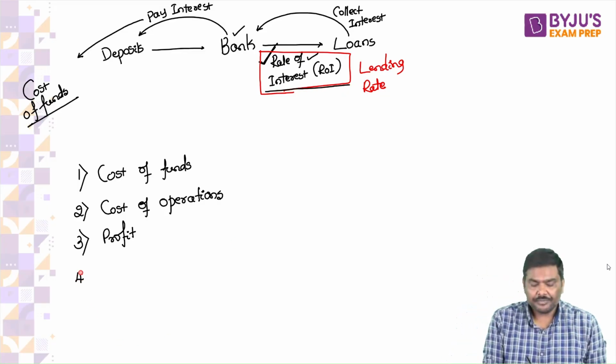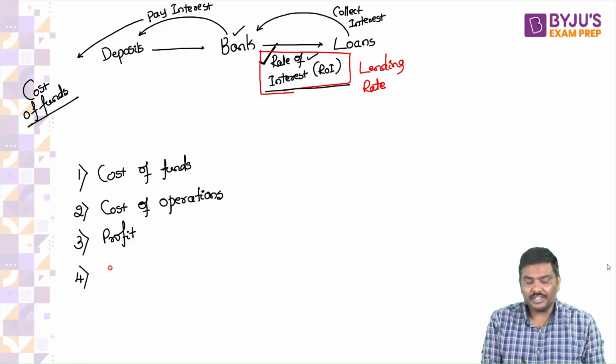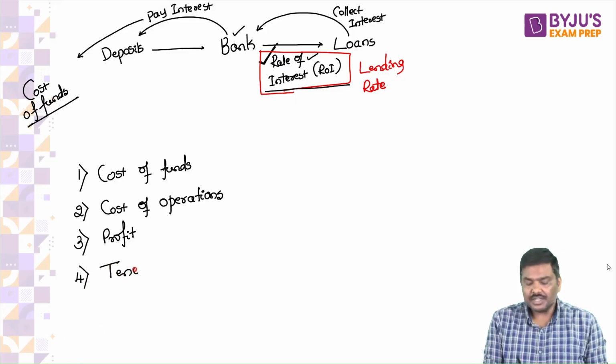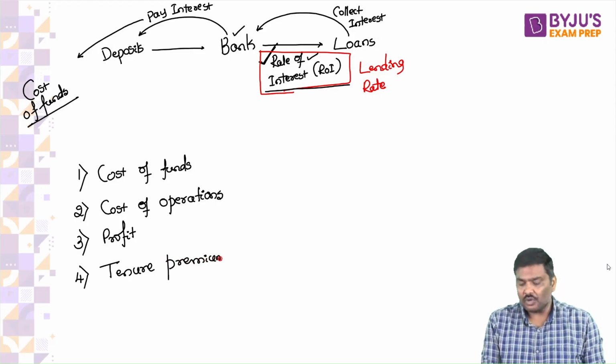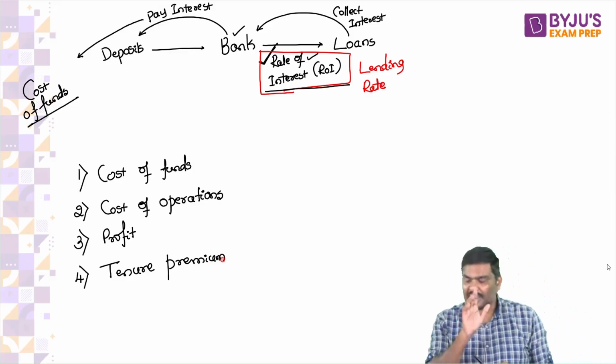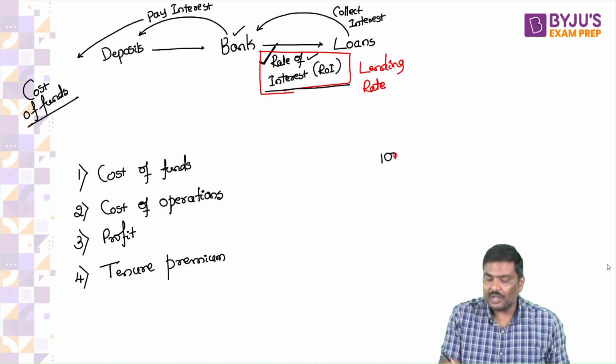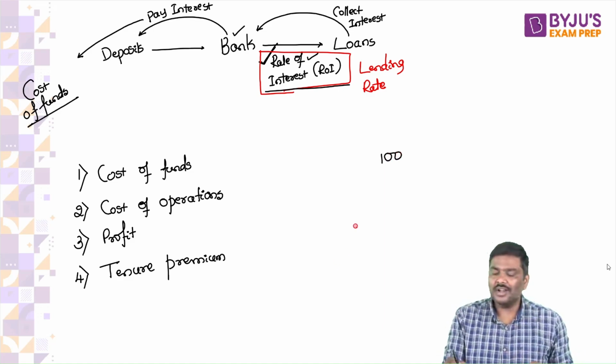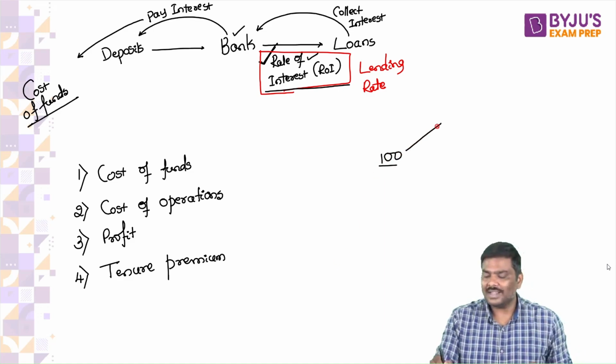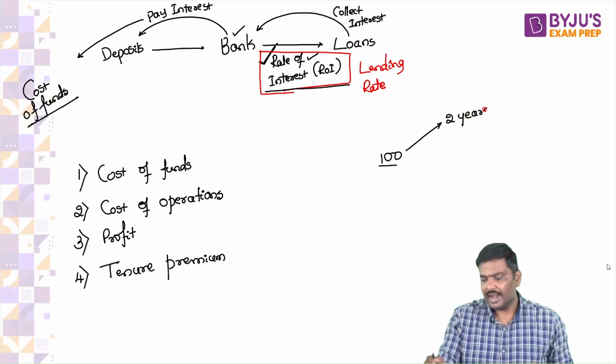Fourth point, changes in the tenure of the loans. This is basically called a tenure premium. Tenure premium, meaning what? Let me explain. Follow this very carefully. Imagine you will give a 100 rupee loan. You're a bank. You will give a 100 rupee loan to one customer for 2 years, and to another customer for 20 years.